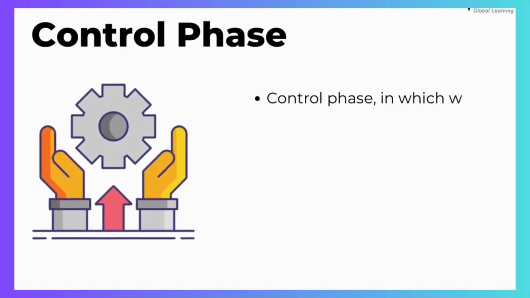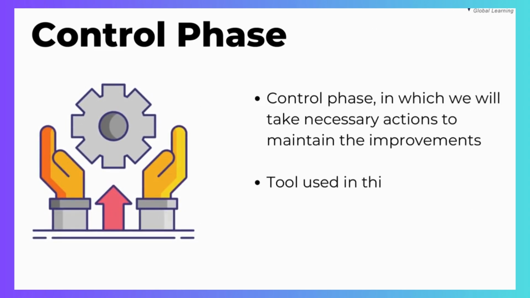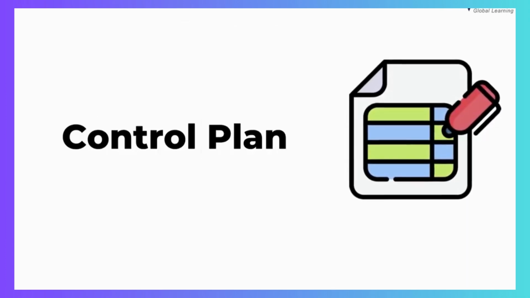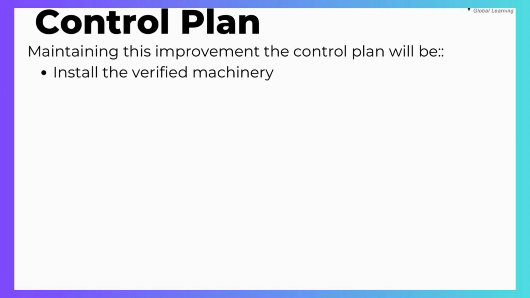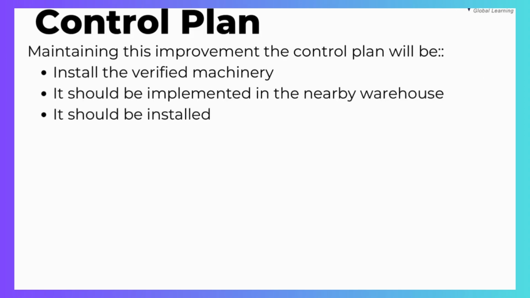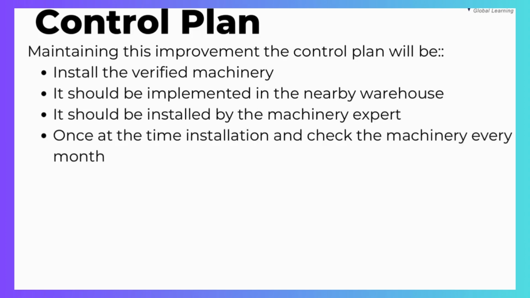Control phase, in which we will take necessary actions to maintain the improvements. The tool used in this phase is the control plan. So let us discuss the control plan in detail. Here, for maintaining this improvement, the control plan will be: install the verified machinery. It should be implemented in the nearby warehouse. The machinery expert should install it, once at the time of installation, and check the machinery every month.